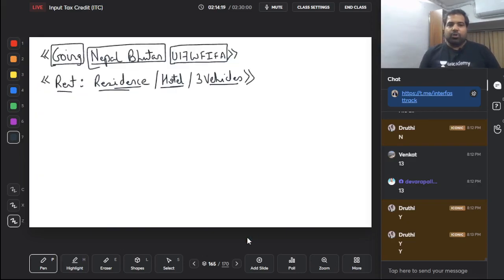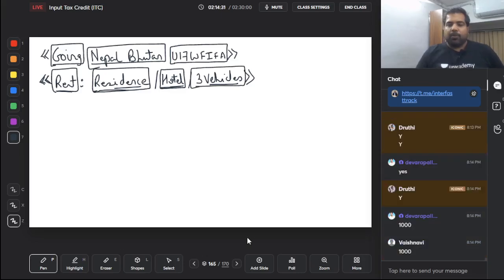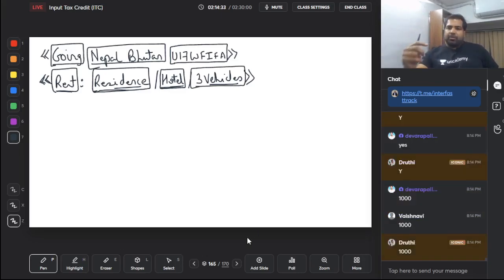Yes. So going to Nepal and Bhutan, renting the 3 things: residence, hotel up to how much, guys? Hotel up to how much? Up to 1000, and 3 vehicles, 1 goods carriage, 2 passenger vehicles. This will be exempt. This will be exempt. So what did you see in Nepal and Bhutan? Let me tell you what we saw in Nepal and Bhutan.